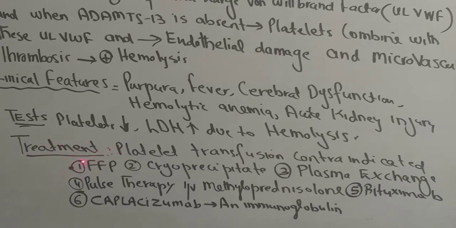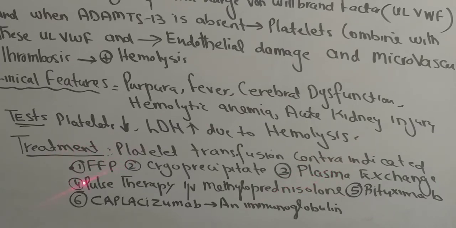We use the fresh frozen plasma, which are solvent detergent fresh frozen plasma, which contain the ADAMTS13. We can use the cryoprecipitate. There is an option of the plasma exchange which removes the autoantibodies against the ADAMTS13 and improves the concentration of the ADAMTS13 in the body.